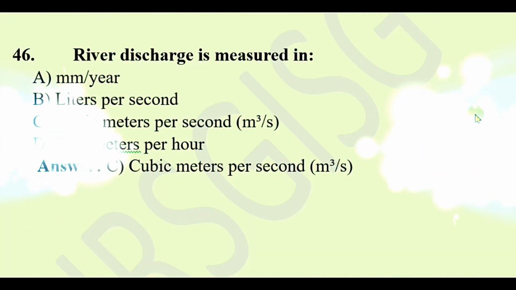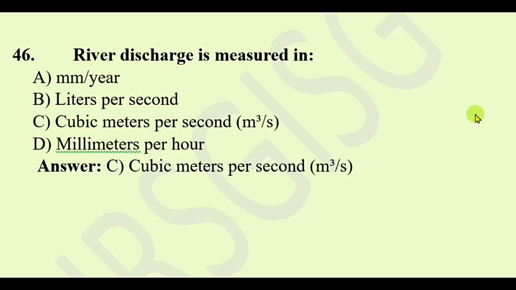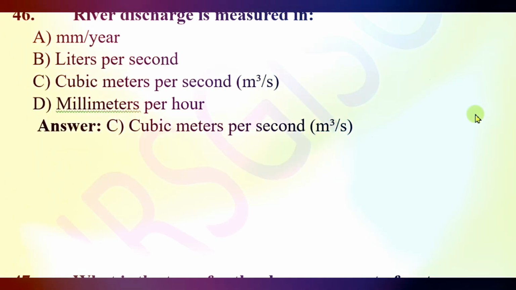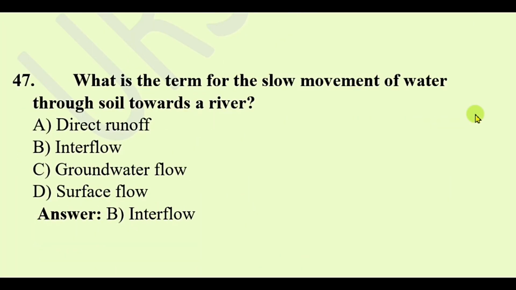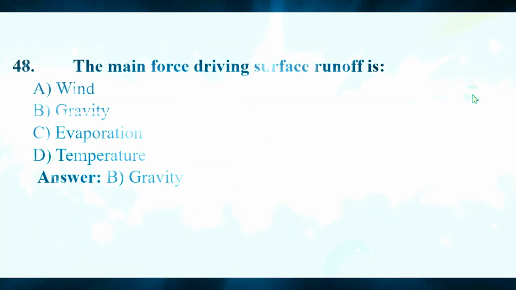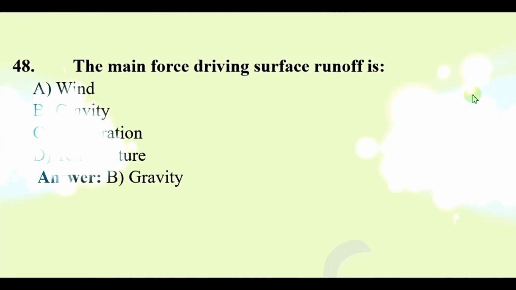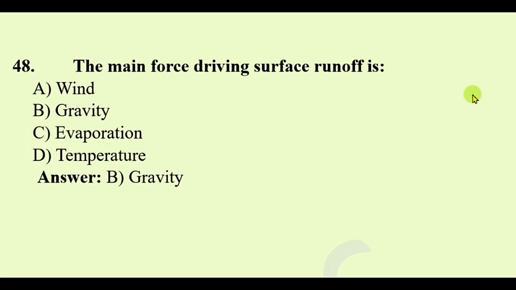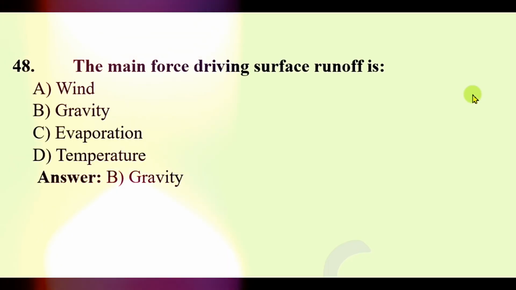Question 46. River discharge is measured in millimeters per year, liters per second, cubic meters per second, millimeters per hour. Here the right answer will be cubic meter per second. Question 47. Which is the term for the slow movement of water through soil towards a river? Direct runoff, interflow, groundwater flow, surface flow. Here the right answer will be interflow. Question 48. The main force driving surface runoff is wind, gravity, evaporation, temperature. The right answer will be gravity.